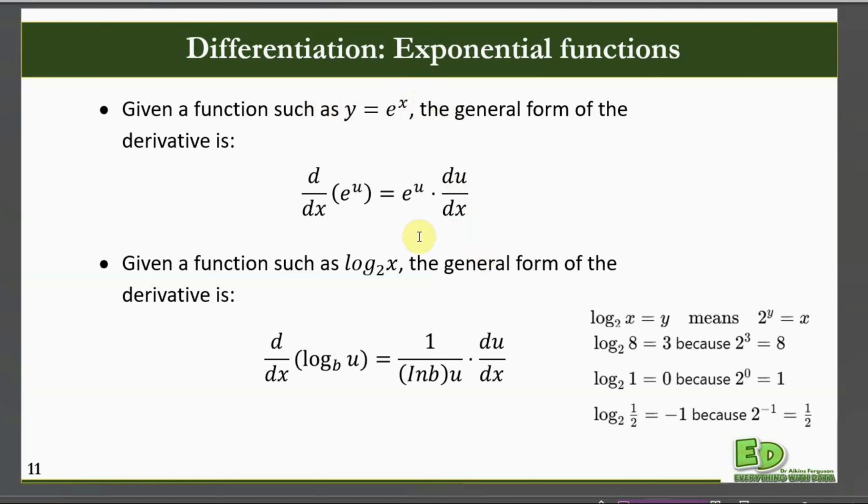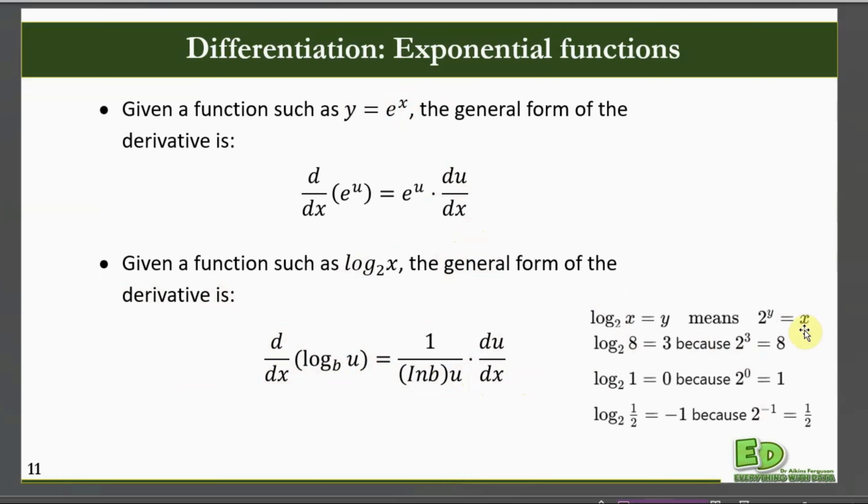So write the function as it is, i.e. e to the power x, multiplied by the differential of x. That will give you 1. e to the power x times 1 gives you e to the power x. That's why I was saying that the differential of e to the power x gives you the same thing, right? Given a function such as log x to the base b, the general form of the derivative is d log u to the base b over dx is equal to 1 over ln of b multiplying u times du over dx.